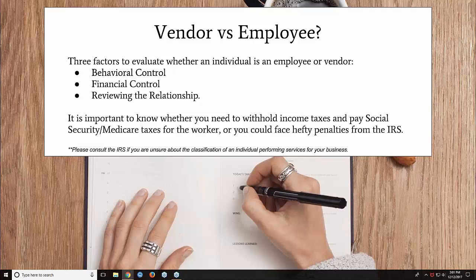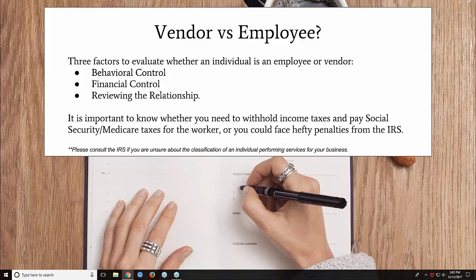So here we've listed 3 factors to evaluate whether an individual is an employee or a vendor. First, we want to start off with behavior control. This really means if a worker dictates how the job is done and does not rely on supplies and training from the payer, then they're most likely an independent contractor. An example of this is, chances are your plumber is not asking you to borrow a wrench.